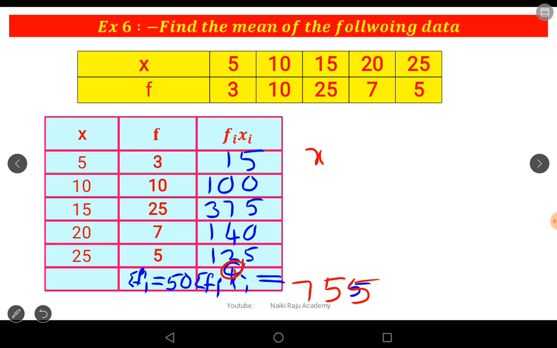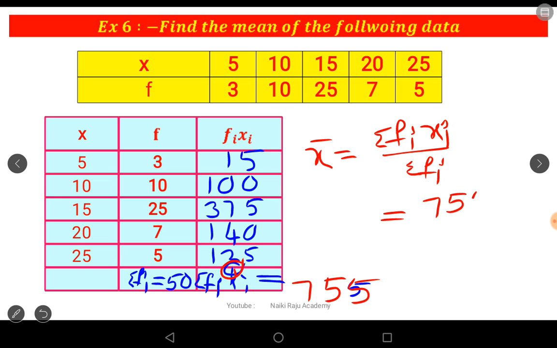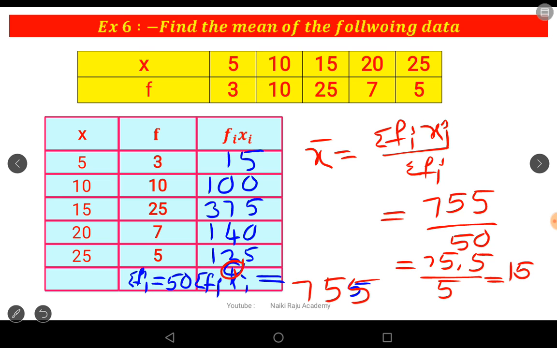Next, write the formula: x bar is equal to sigma fi xi by sigma fi. So 755 divided by 50. Okay students, so 75.5 by 5. 5 ones are 5, 5 fives are 25, 5 ones are 5. 15.1 is the answer. This is the mean of the given data, 15.1.